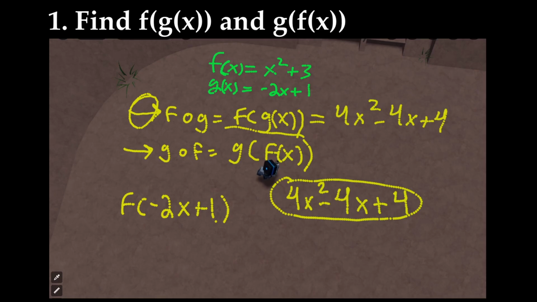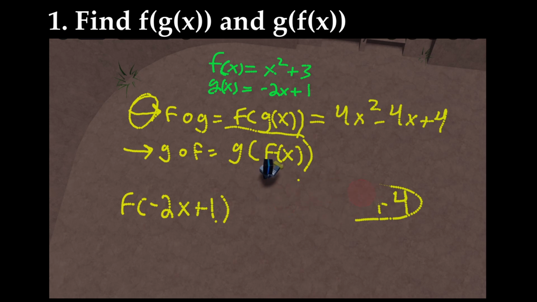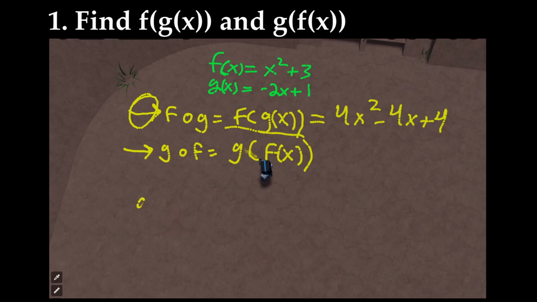So now, let's go on to the next one, g of f of x. To do g of f, I'm just going to rewrite g of f of x down here. So what is f of x? f of x is x squared plus 3. So let me substitute that in.